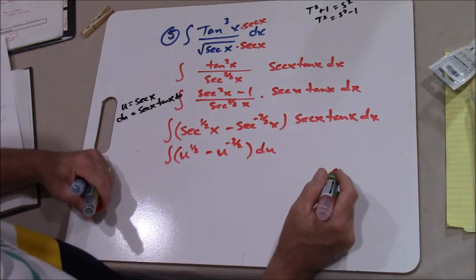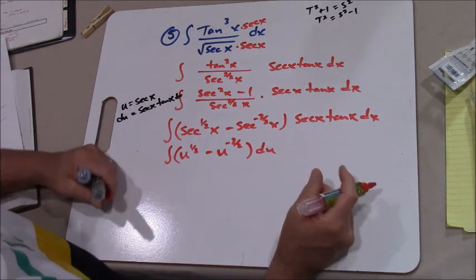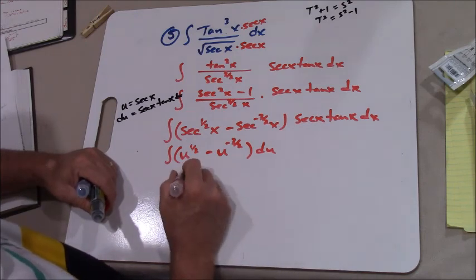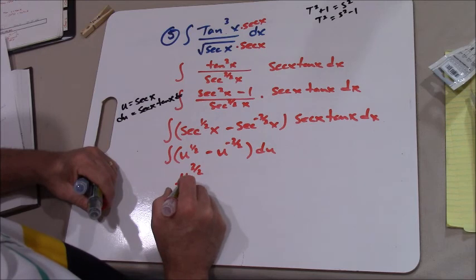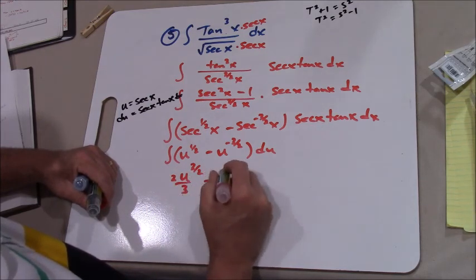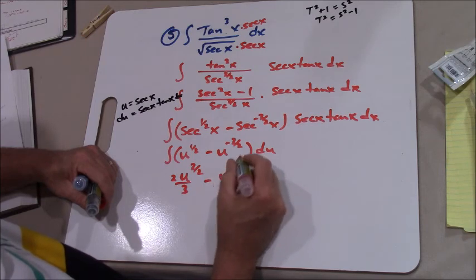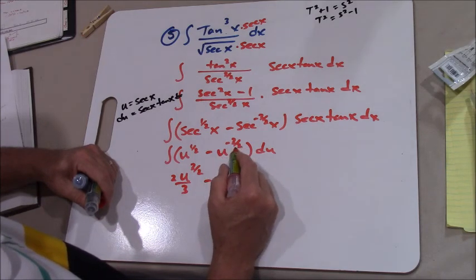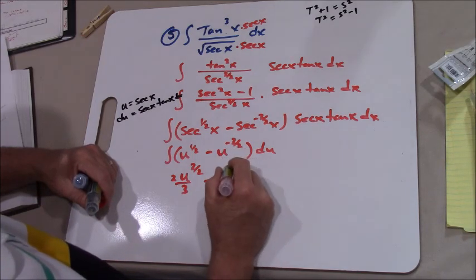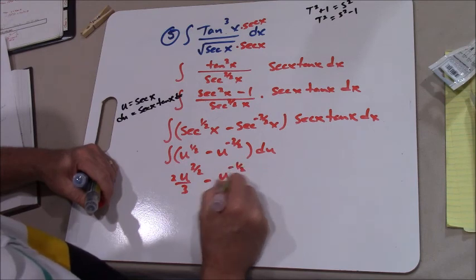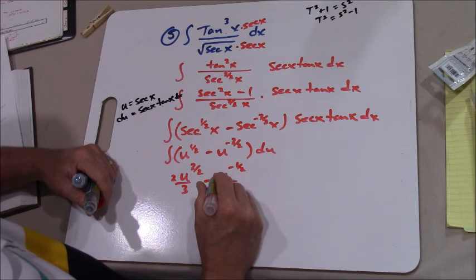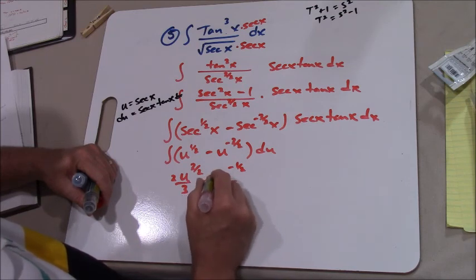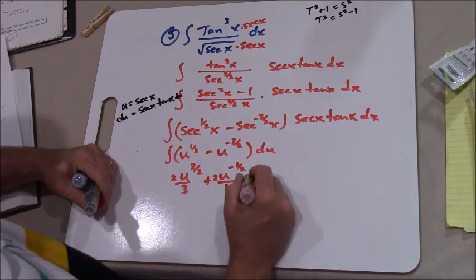So now we just got to add 1 to the exponent and divide by the new exponent. So u to the 3/2 over 3/2, which means I'll multiply by 2/3, minus u to the, this is a negative 3/2, so if I add 1 to that, I get a negative 1/2. So I'll divide by a negative 1/2, which means I'll flip it over and multiply by negative 2 over 1, and then plus c.